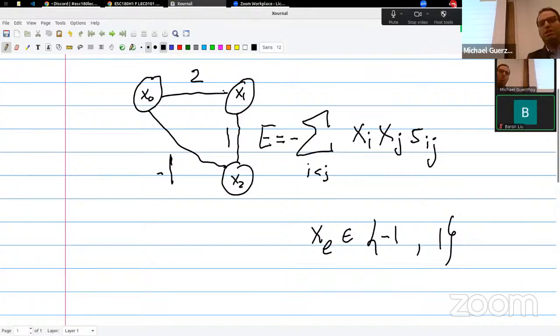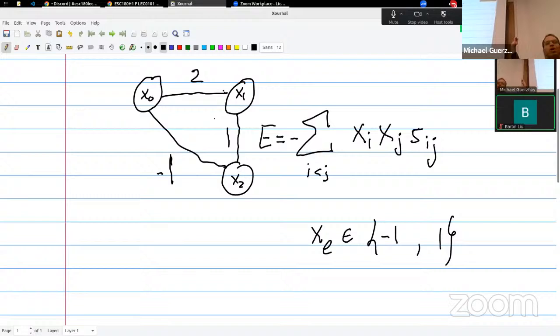To remind people, what is the sum? This is just the sum of all x0 times x1 times the two in the middle. I'm going to move the cursor around so that you can see it. You're saying x0 times x1 times the -1, and then x1 times x2 times the 1, right? So basically all the combinations of the nodes are connected. And you're saying, what is the combination of x0, x1, x2 that makes this the smallest?